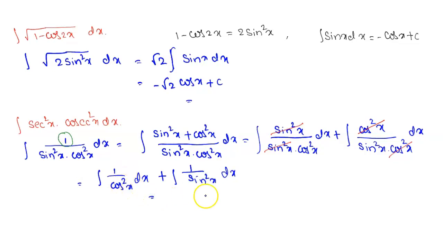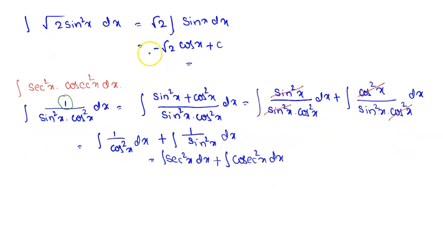So 1 by cos square goes to secant square x: integral secant square x dx plus 1 by sin square goes to cosecant square x dx. Here we have the formula: integration of secant square x dx is tan x, and integration of cosecant square x dx is minus cot x. For everything I am writing one constant, plus c. Okay, right.